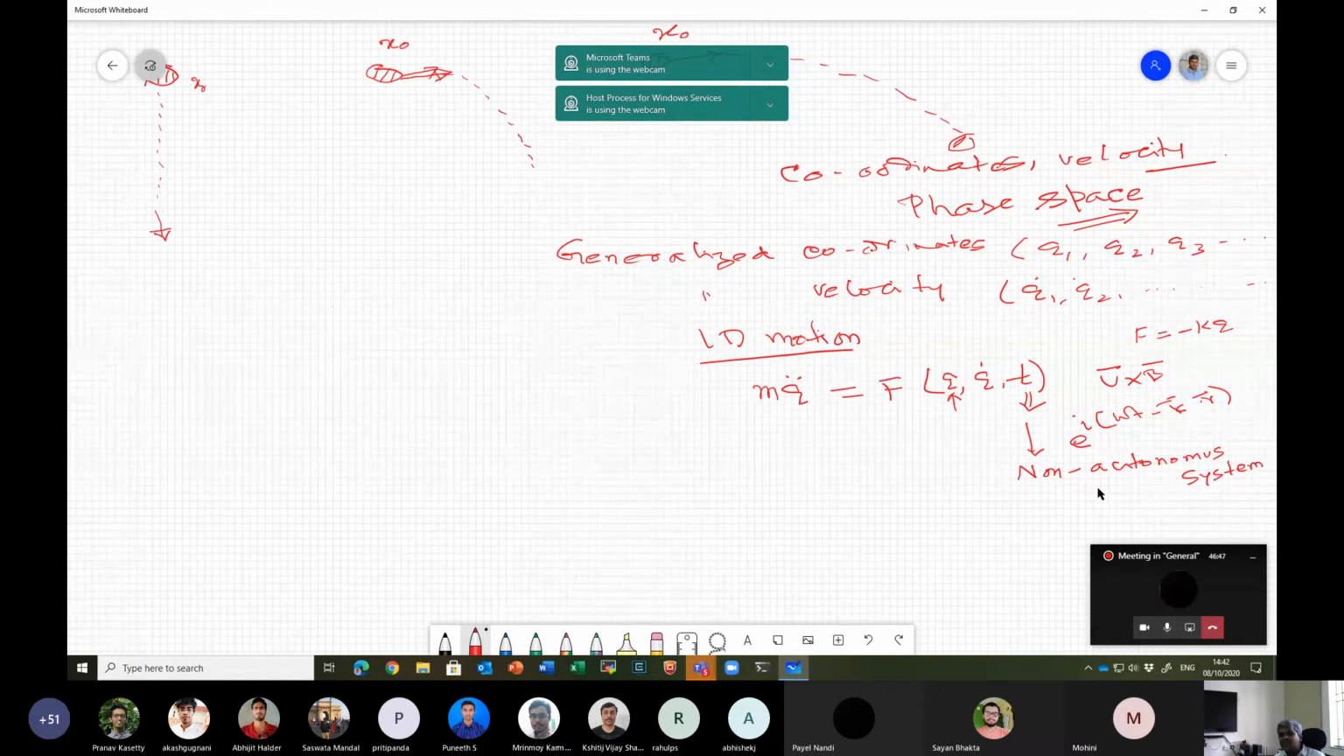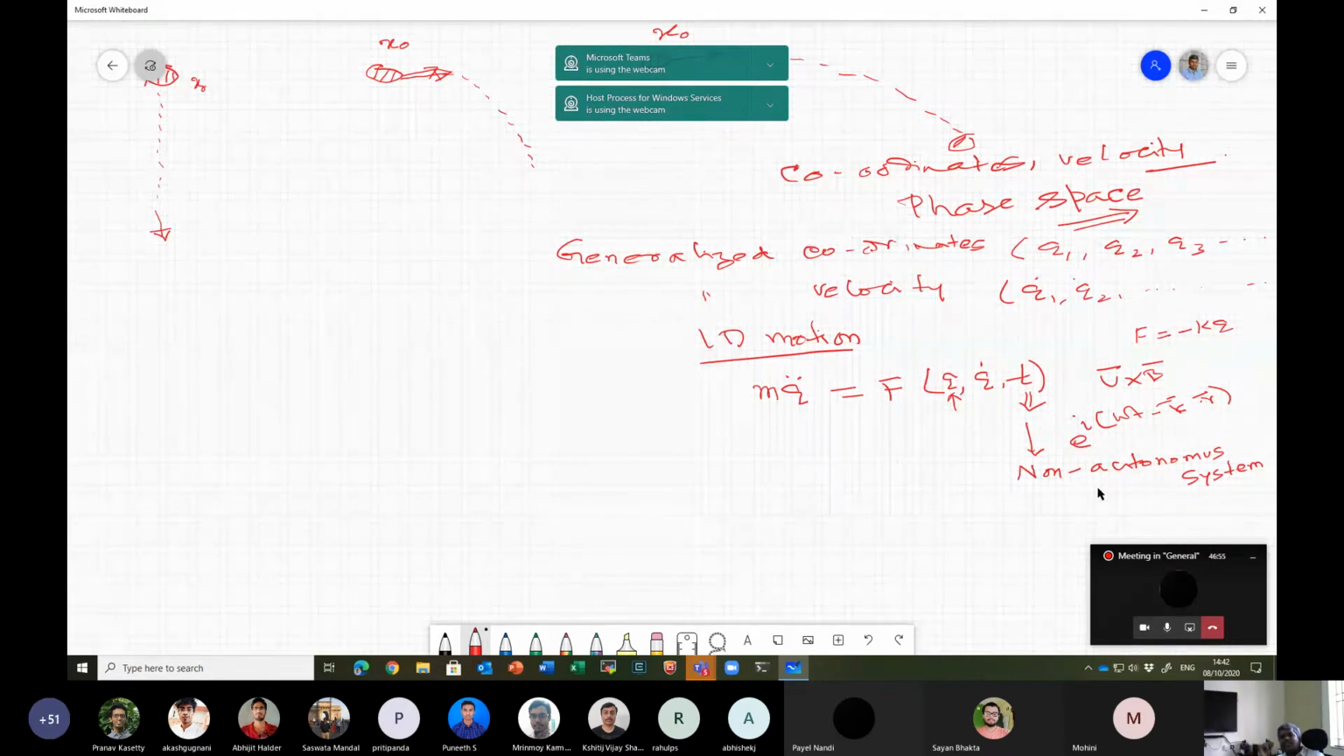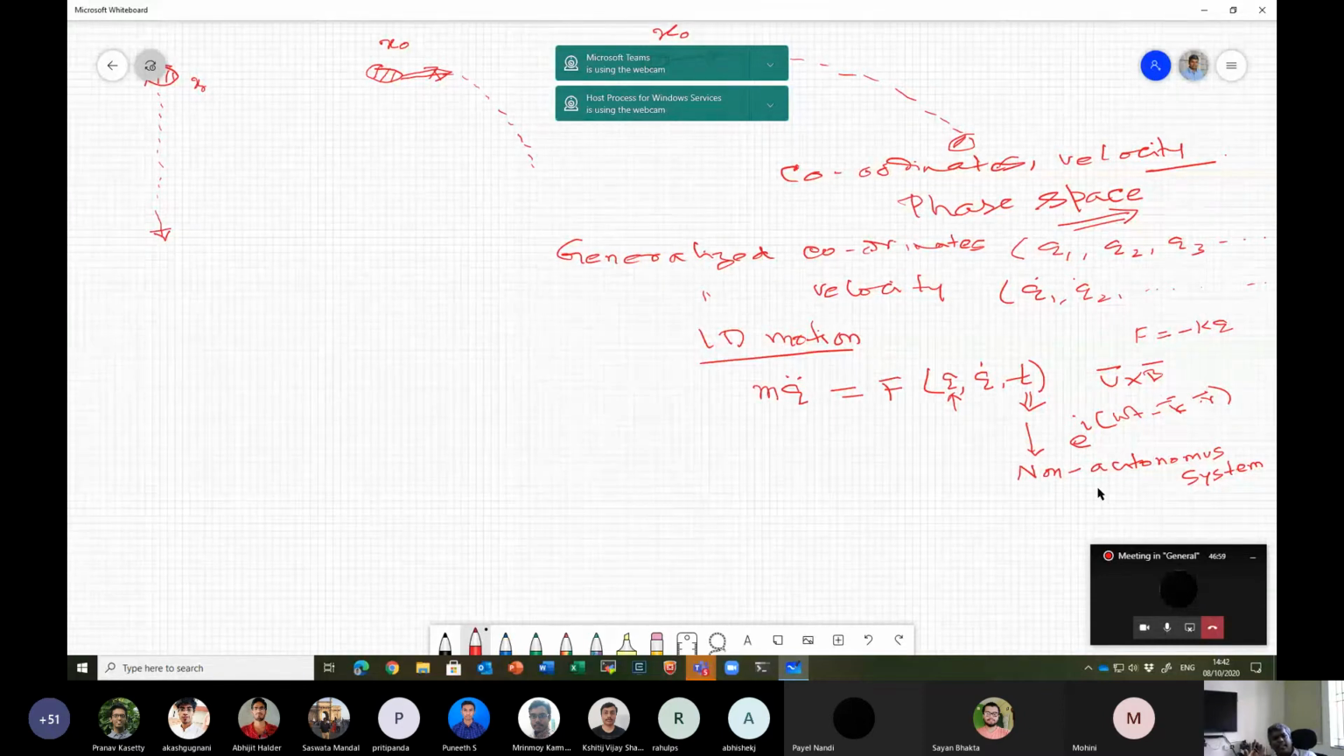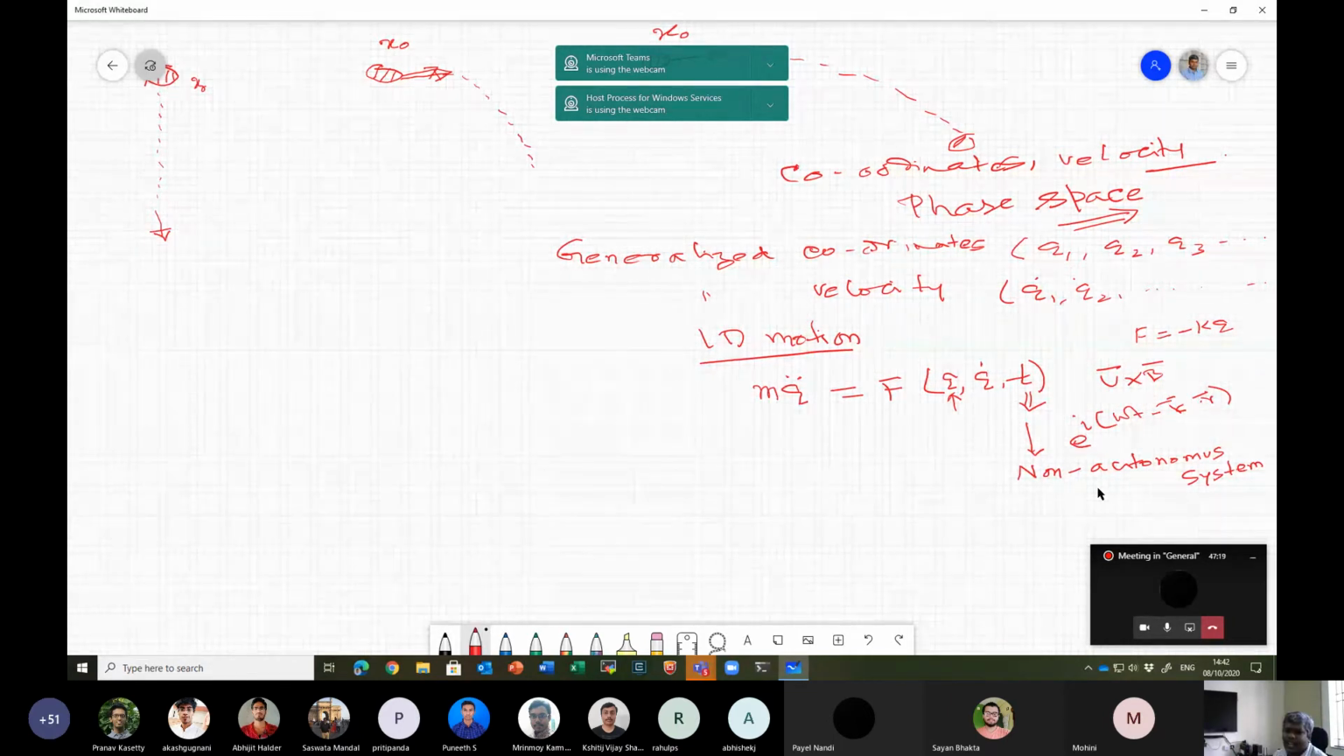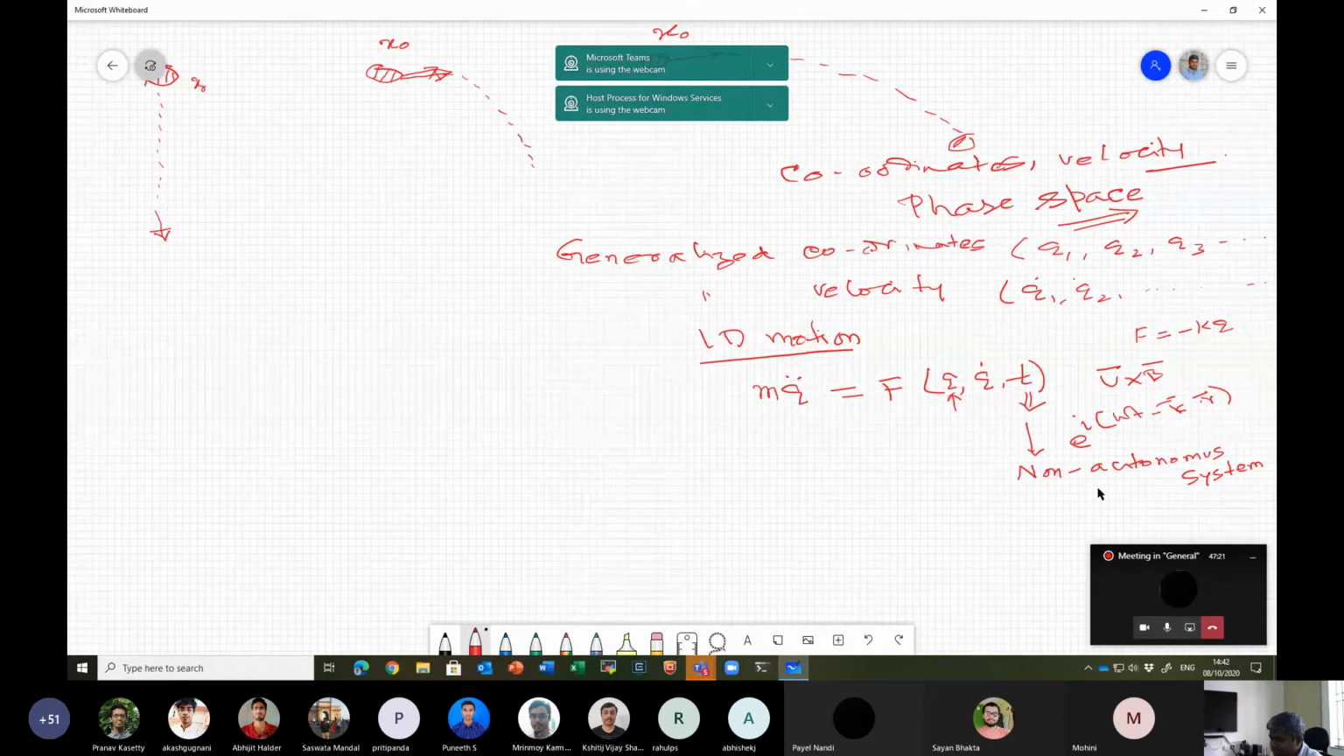You will see why it is so important. If it's a function of time, we will come to this point actually. In the phase space, you will see why it is so important. So basically, we have defined the phase space, which needs these coordinates as well as the velocity, and we can generalize the system. If I take any motion, the force can be a function of generalized coordinates, generalized velocity, as well as an explicit function of time also.